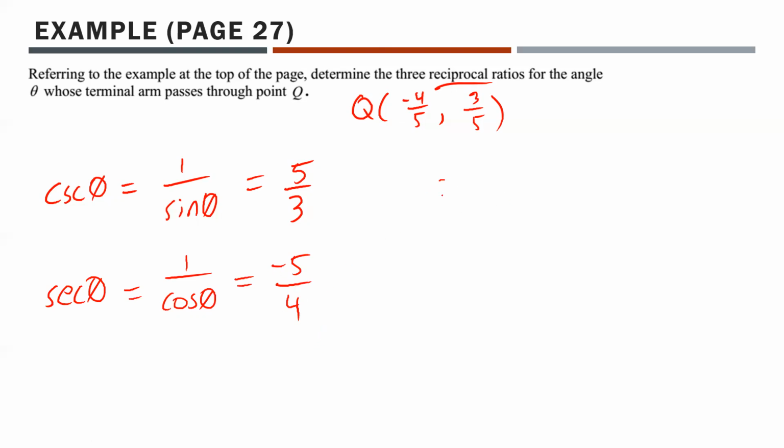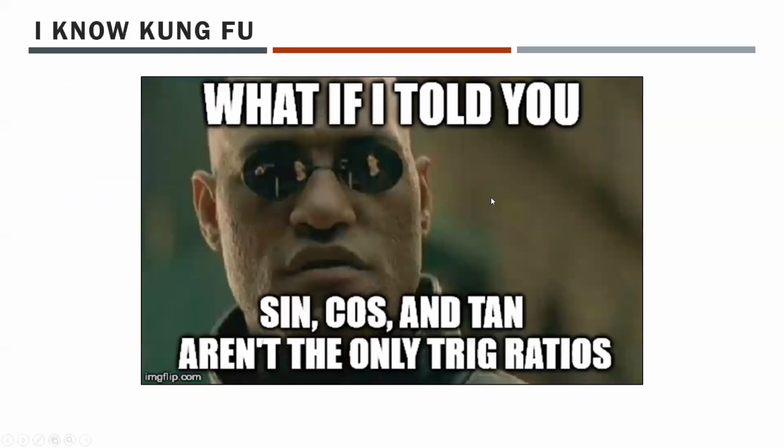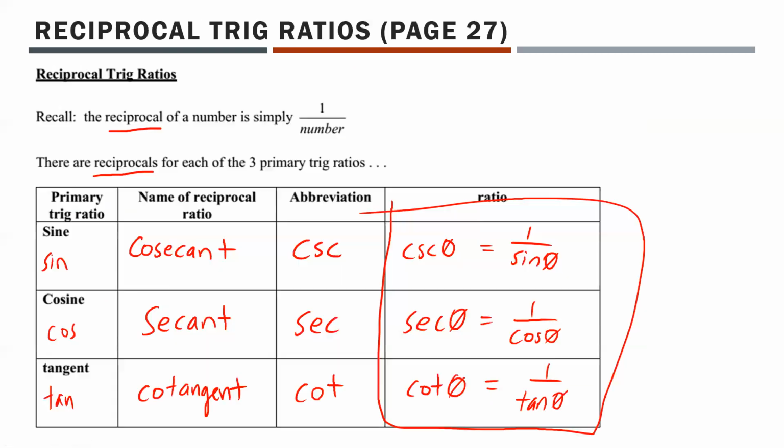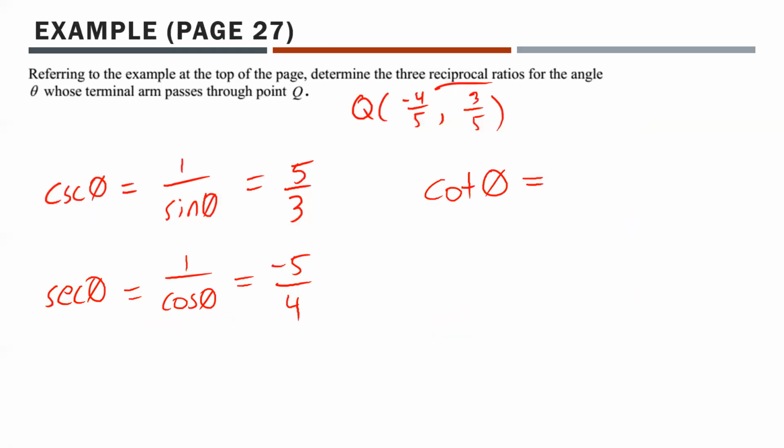Now the last one we got to do here is cotangent. Cotangent of theta is just the reciprocal of tan. Now tan, we had a lot more work to do back then, but now that we've done that work, we don't have to redo all the work. We can just look at our final answer for tan and take the reciprocal of that. So tan was -3 over 4. So logically, cotangent would be -4 over 3. Those would be our reciprocal ratios. That's about all there is to it.